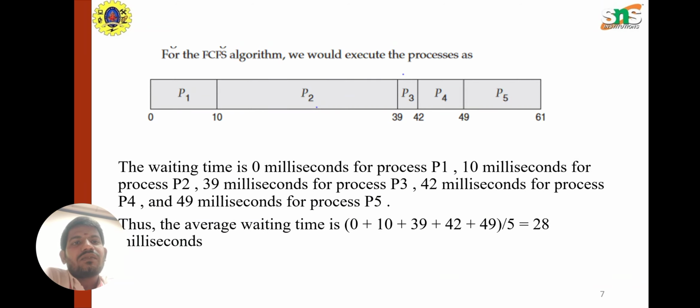For first come first served, the first process to come is served first and then terminates. P1 starts at time 0 and runs for 10 milliseconds. P2 starts at 10 and finishes at 30. P3 starts at 39, P4 at 42, and P5 at 49. Thus the average waiting time is 0 plus 10 plus 39 plus 42 plus 49 divided by 5, equal to 28 milliseconds for first come first served.